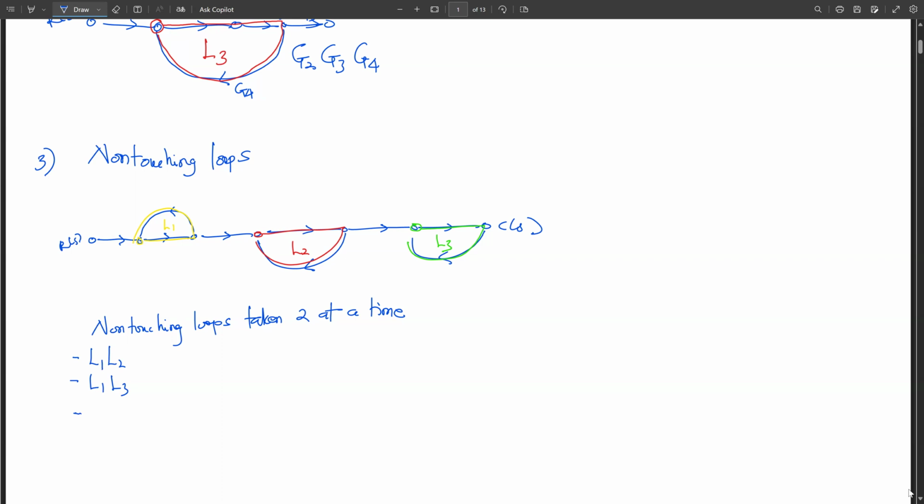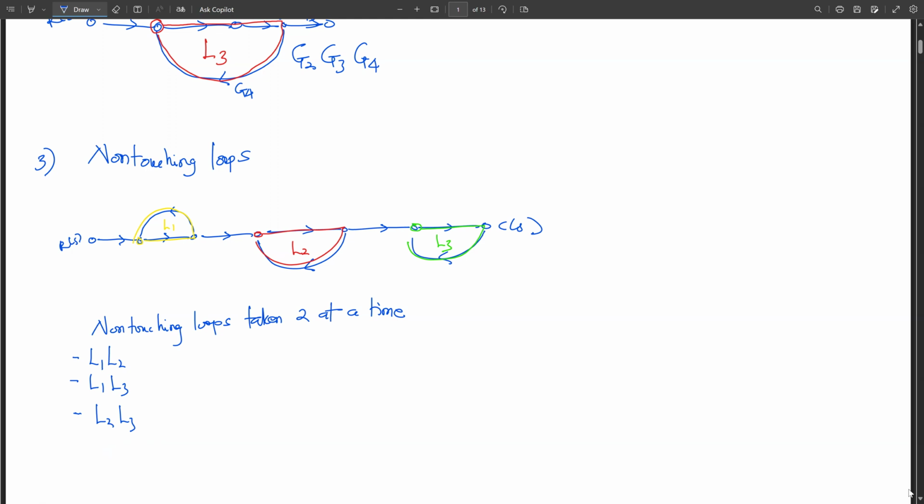And L2, L3 also qualify. Mind you, I am not also trying to say L2, L1 are non-touching because I've said it here already. L1 and L2 is the same as L2 and L1. And I can't also say that L3, L1 are non-touching loops, taking two at a time because I've already said it here, right? So it all must end here. So L1 isn't touching L2, L1 isn't touching L3, and L2 isn't touching L3.